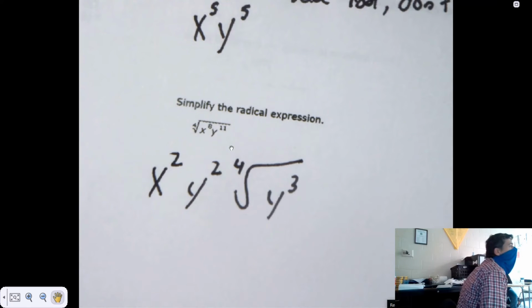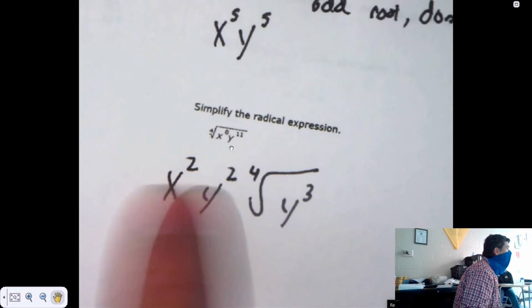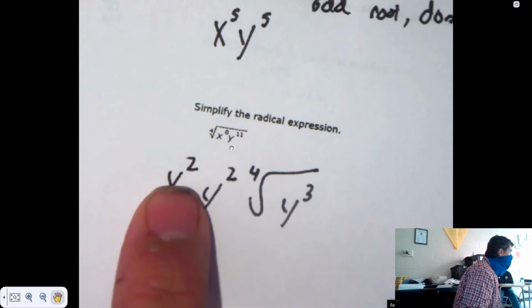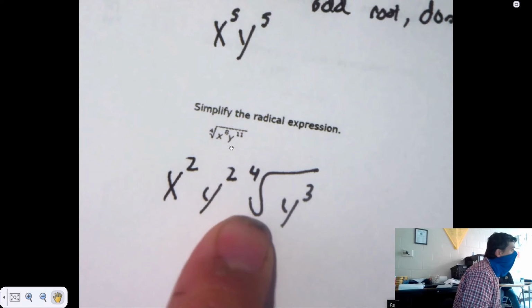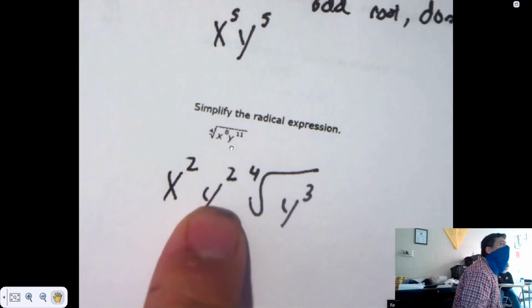Do I need absolute value bars on anything? No. Why not? Because these are evens. I only worry about absolute value bars when I got odds pulled outside of even roots. This is okay.